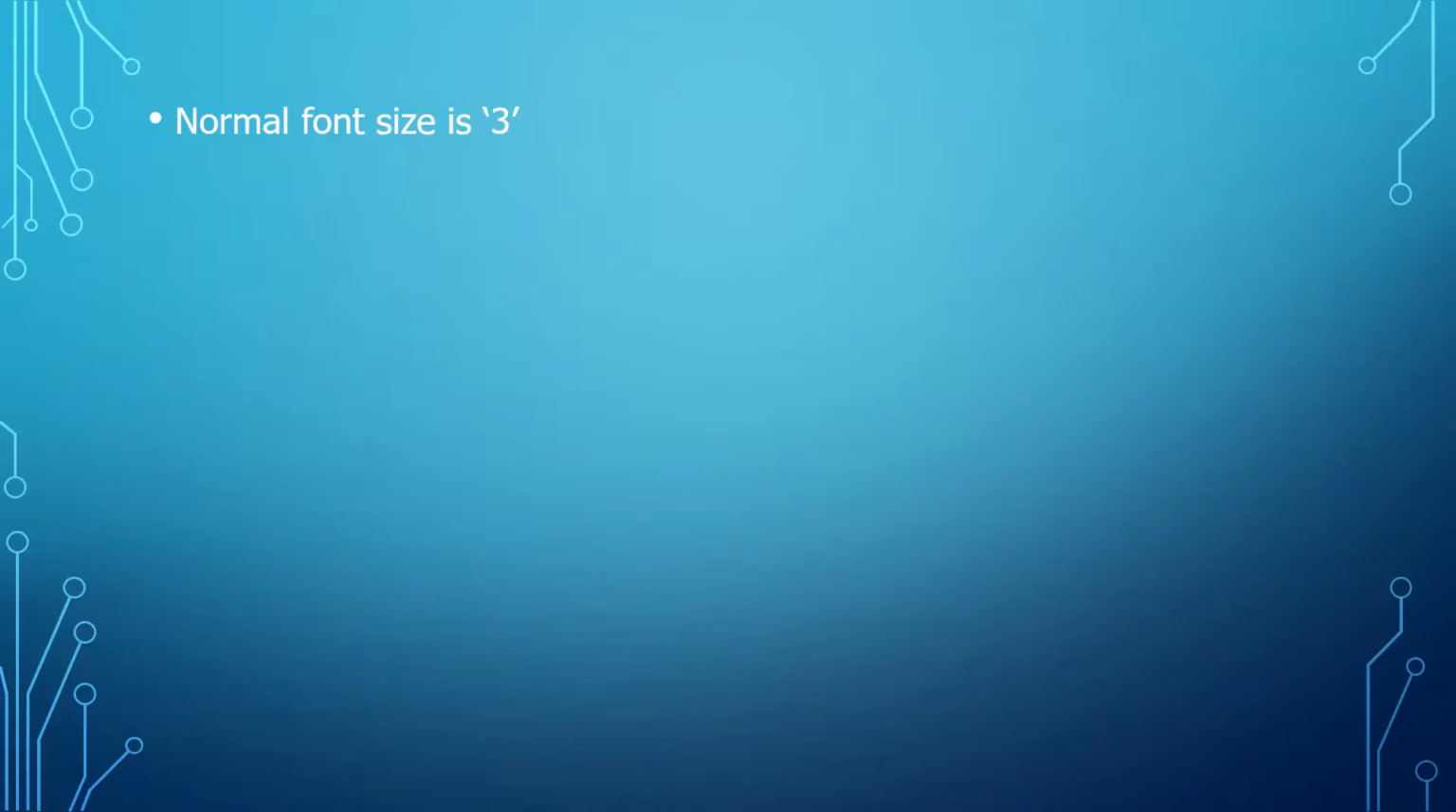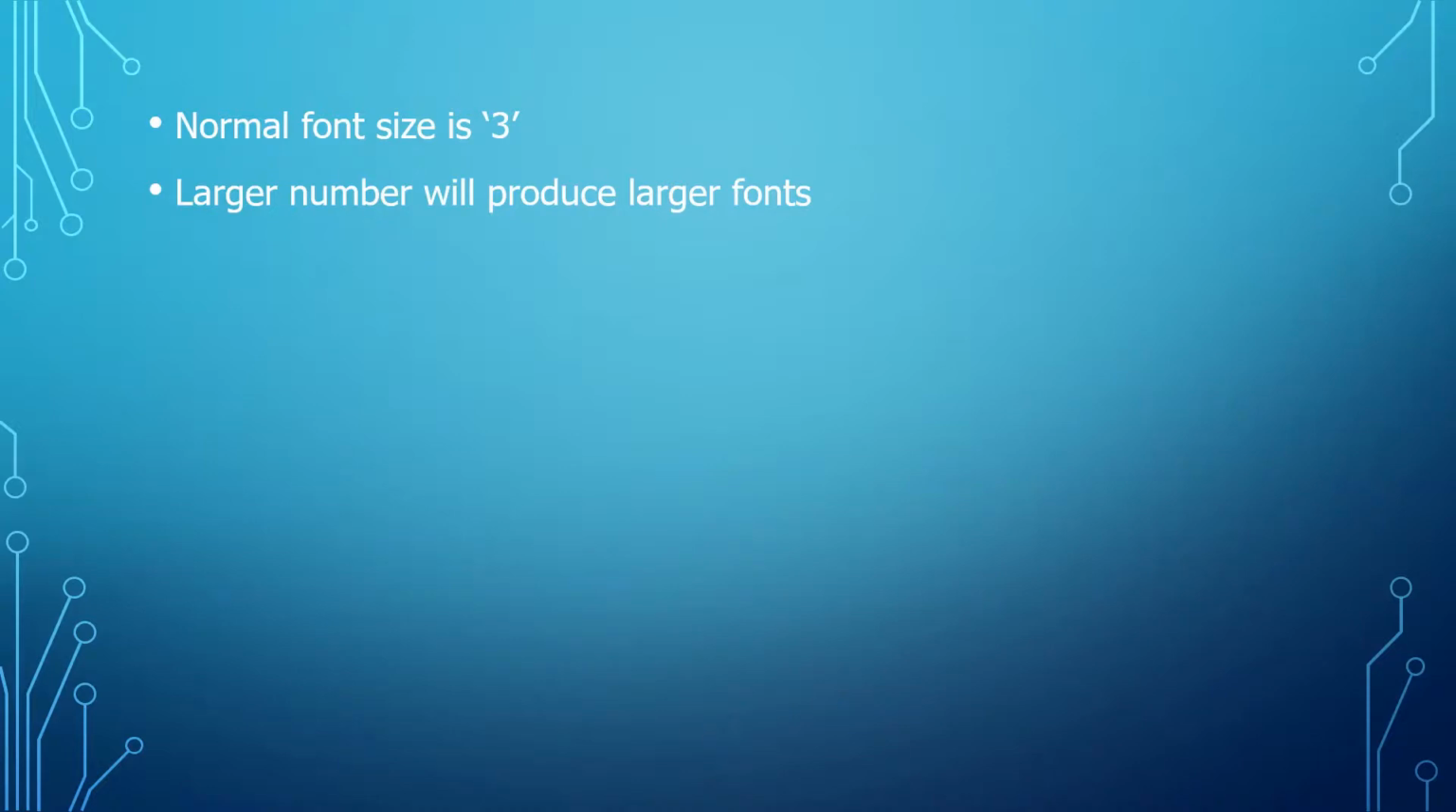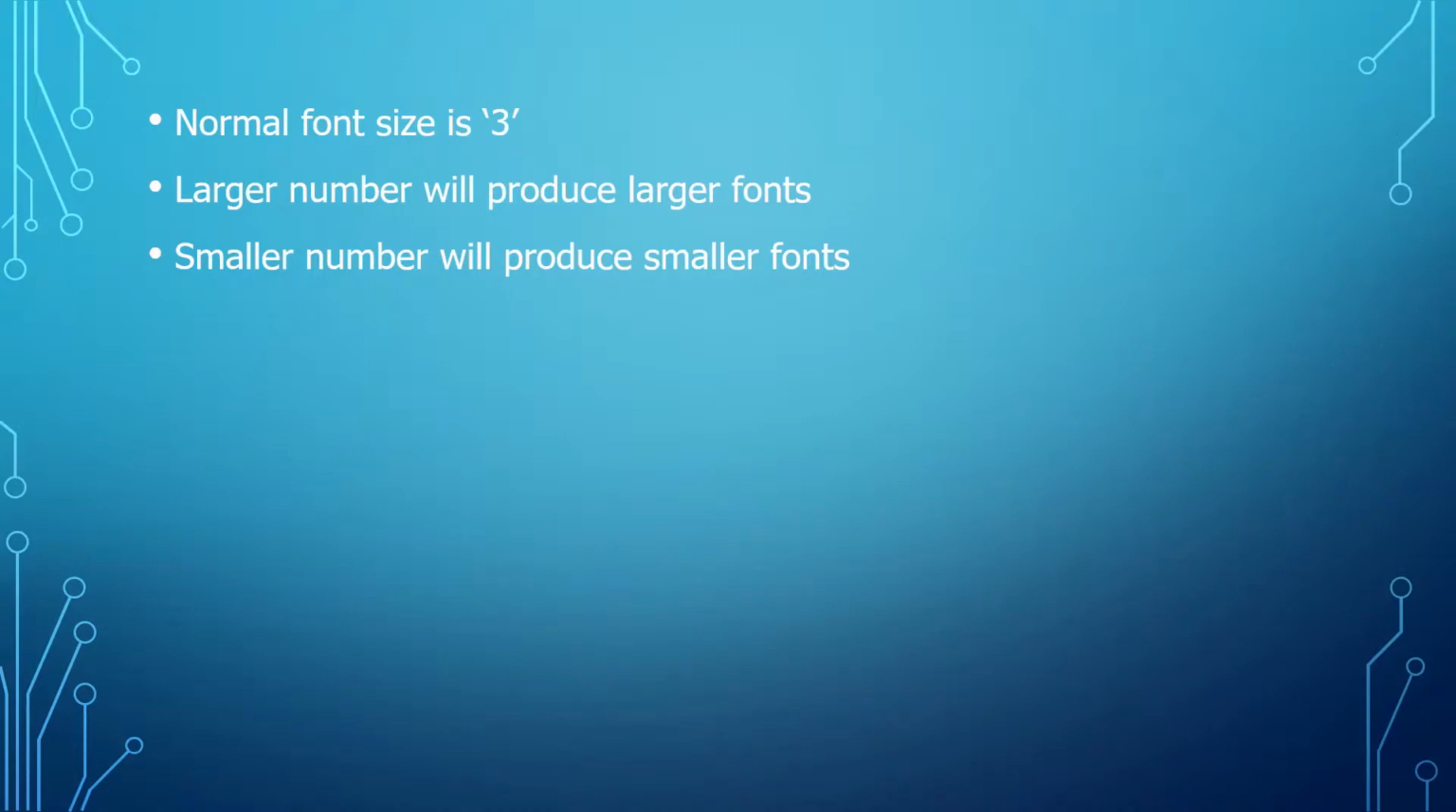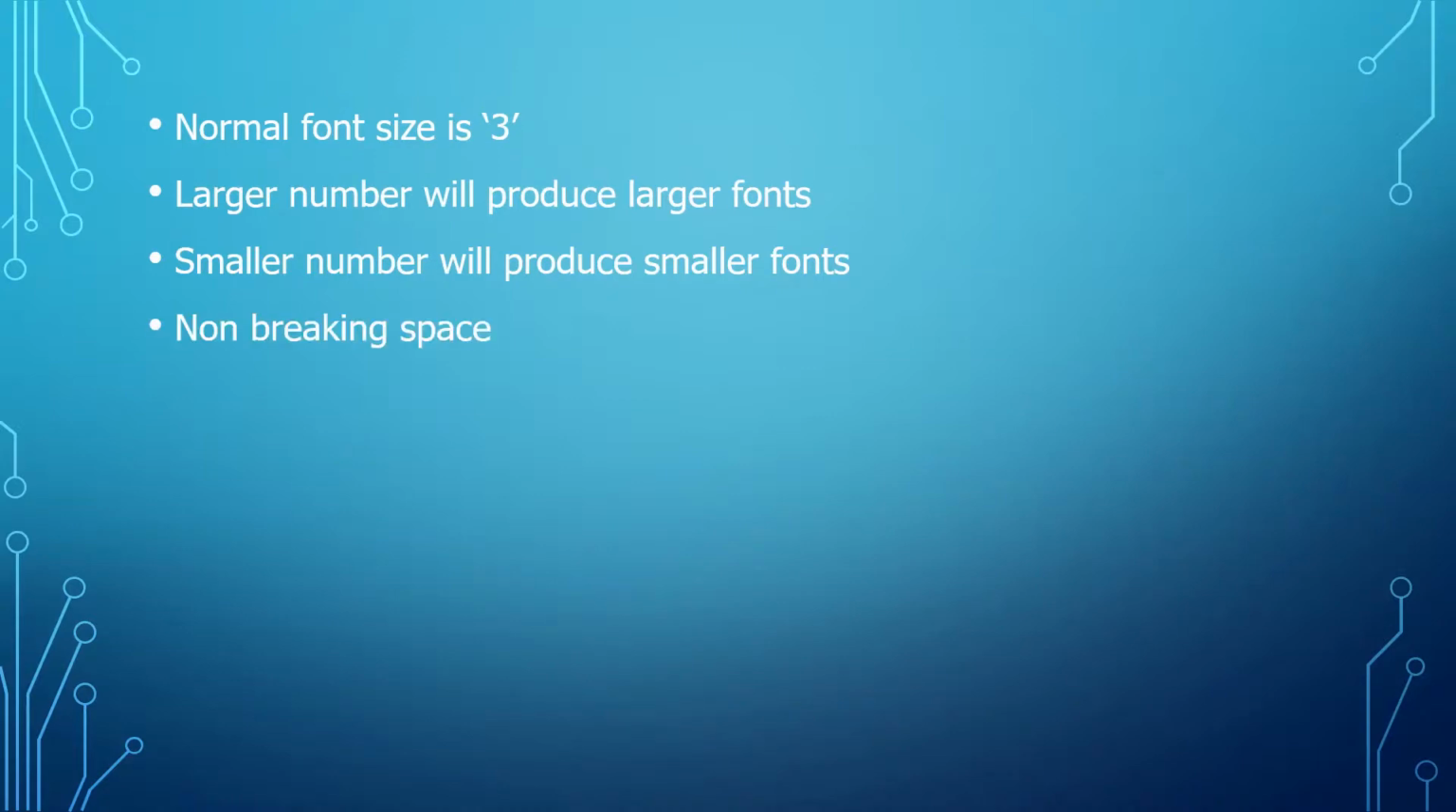The normal font size of text anywhere equals 3. So any number here that is larger than 3 will produce larger than normal text, and any number that is smaller than 3 will produce smaller than normal text. One last thing I'd like to discuss in this video, and that's how to get line indentations.